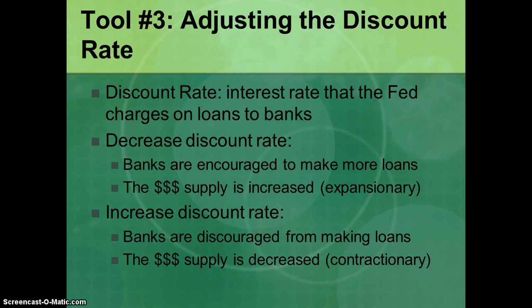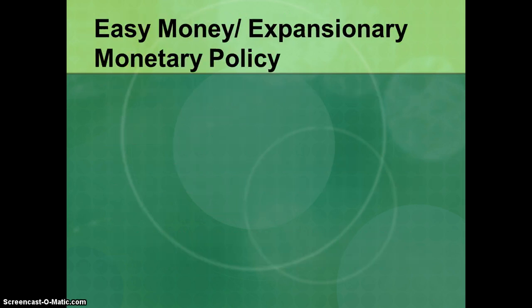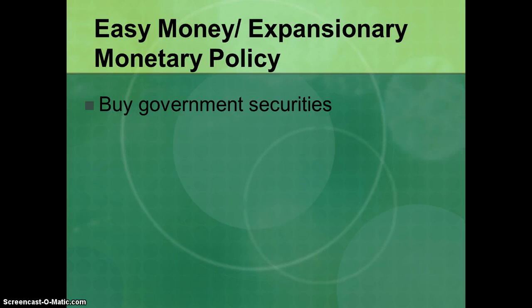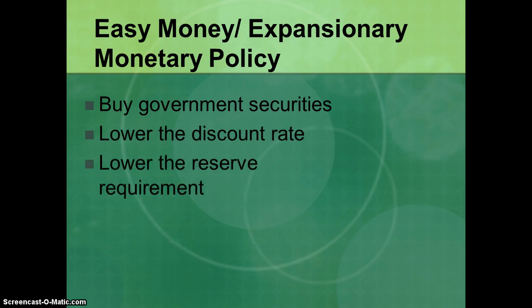These three tools are very important in controlling the supply of money, which also controls the economy. These are monetary policy tools. Similar to fiscal policy, there are very specific tools which expand and contract the economy. Easy money or expansionary monetary policy means that the Federal Reserve could buy government securities, they can lower the discount rate, or they can lower the reserve requirement. They don't have to do all three, but they could do all three if they choose to.